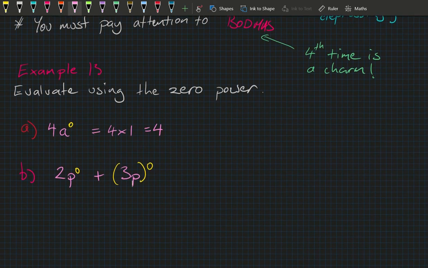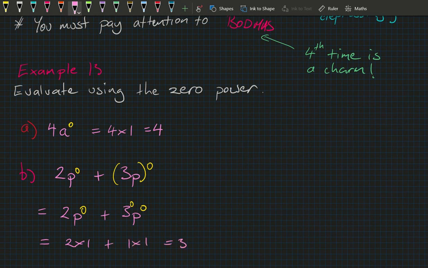So that means we now have 2 times p to the 0 plus 3 to the 0 times p to the 0. So obviously p to the 0 is 1 and 3 to the 0 is 1. So we've now got 2 times 1 plus 1 times 1, which equals 3. And let's not forget we used BIDMAS there and law 4 in the next step.